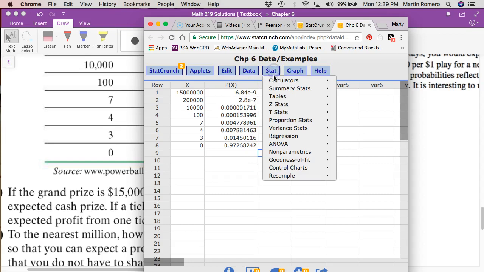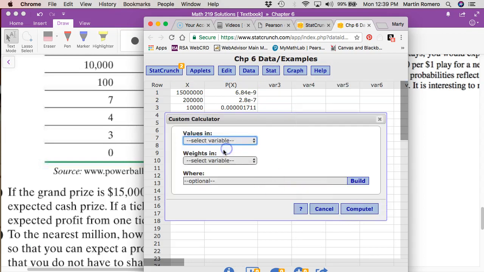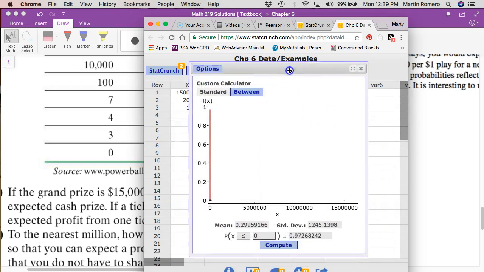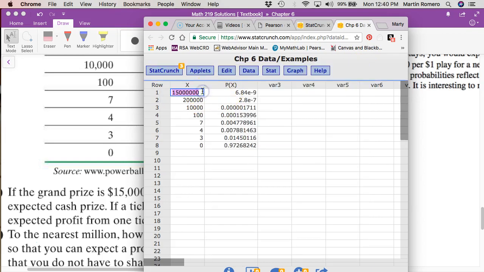If we go to Calculators, Custom, and get our values, x and p of x, and compute, we can see we get a mean of 0.29 or 30 cents. That's where that 30 cents comes from. We could have done it that way. And now the question is, how much does the grand prize need to be? So if we wanted to make a profit, we want the mean to equal $1, which is what we pay per ticket. So I'm going to try 100 million.